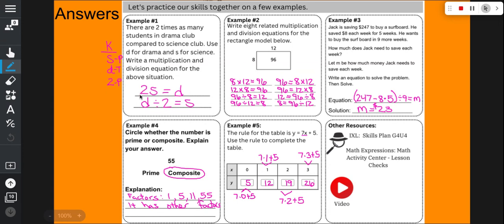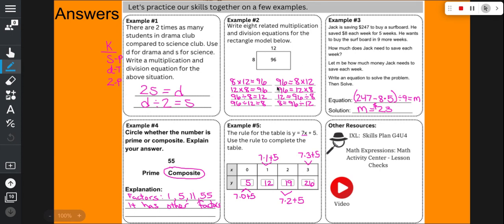So we write the number first next to letters. So 2S equals D. Our division equation is going to start with the total, D, and then divide by 2 to equal the S. And those are our 2 equations using 2 variables. The next one, writing our equations. You might want to pause the video and just check to see if you got equations first and then answers, and then on the flip side, got answers and then equations.